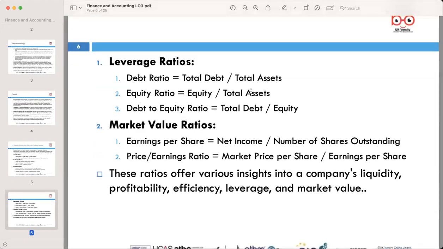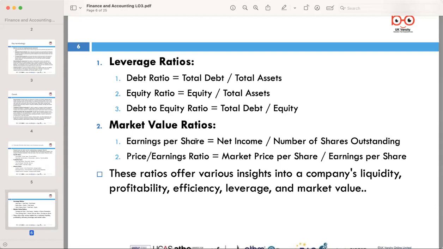Okay, so let's move on to market value ratios. There are two types of market value ratios. Anybody know about market value ratios? Okay, so the first one is earnings per share, which is the company's net income divided by the number of shares outstanding. It helps us understand how much profit each share represents.